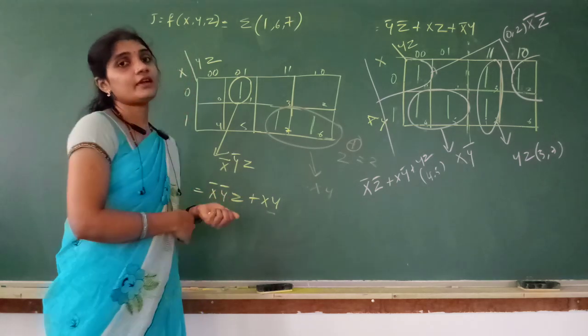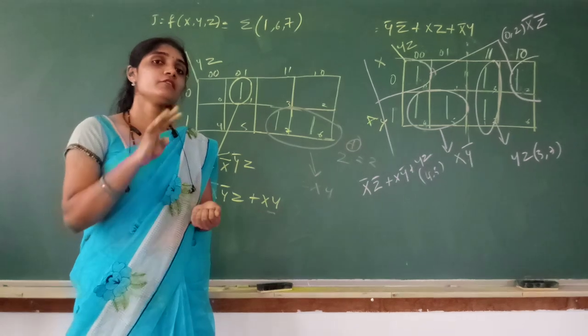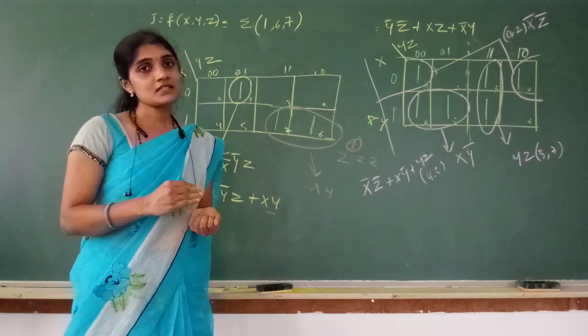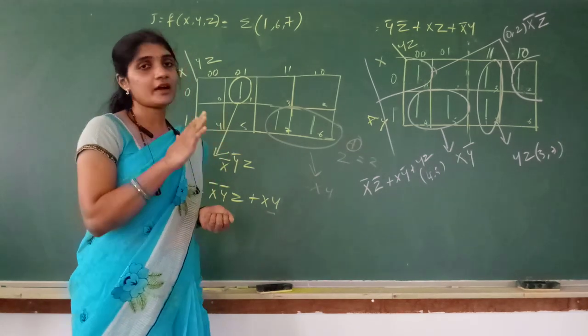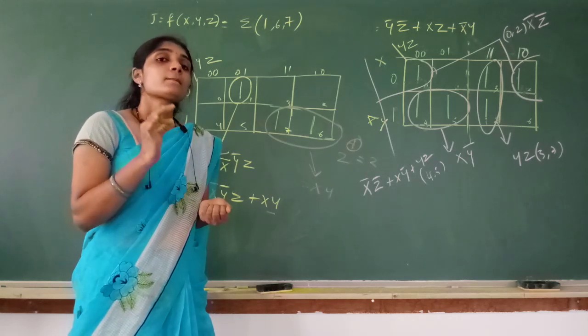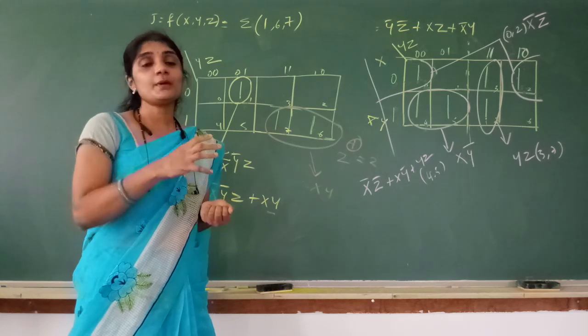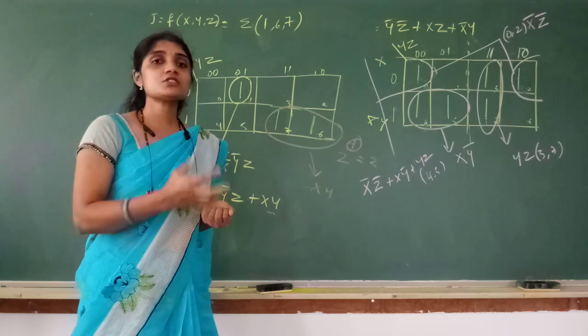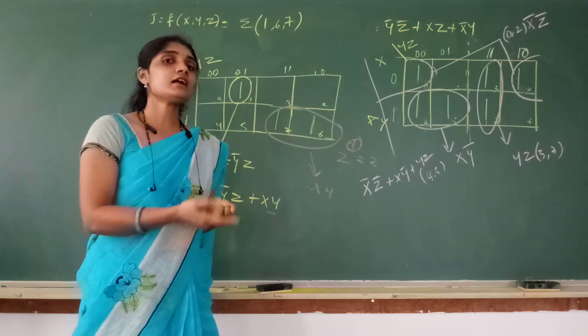So this is about 3 variable K-map. In my next video, I will explain 4 variable K-map. But to understand 4 variable K-map, this is required. So please solve as many problems as you can. Only then you will get confidence in grouping the cells. Otherwise, it is not possible. So please do solve more problems and we'll start 4 variable K-map.